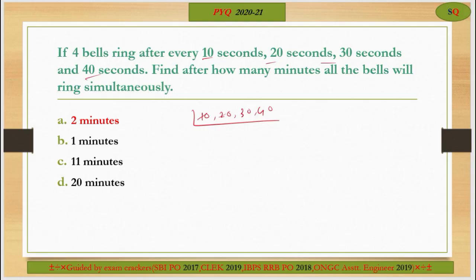Now find the LCM of 30 and 40. So 10, 3 times, 4 times. So LCM is 10 into 3 into 4 equals how much? 120. Now it is 120 seconds. We have to convert it into minutes since the answer is in minutes. So 120 by 60, 0 0 cancel, 2. So the answer is 2 minutes. Next question.